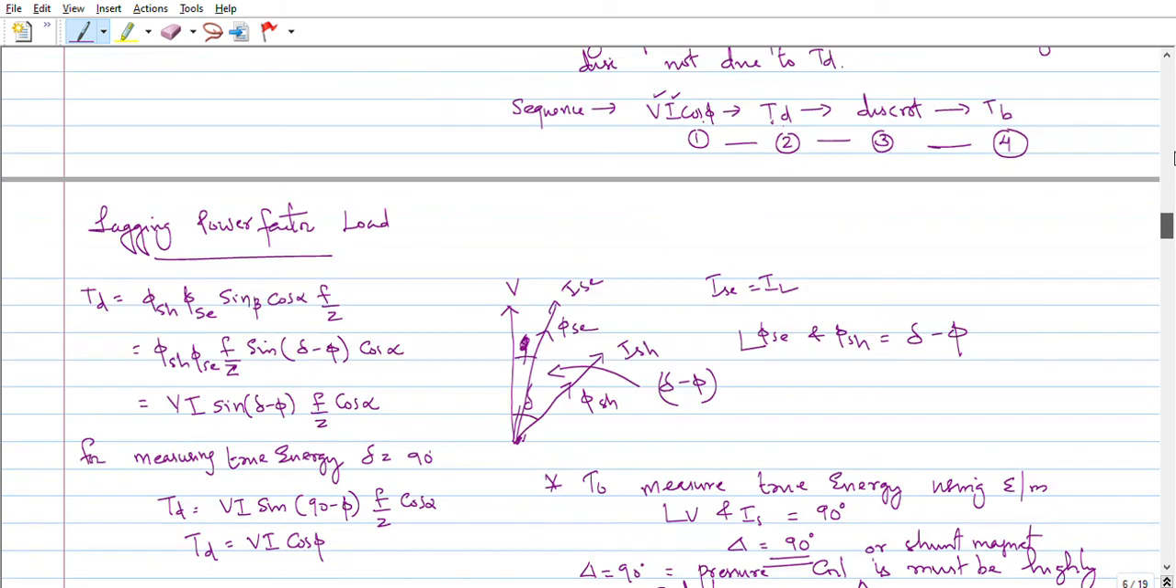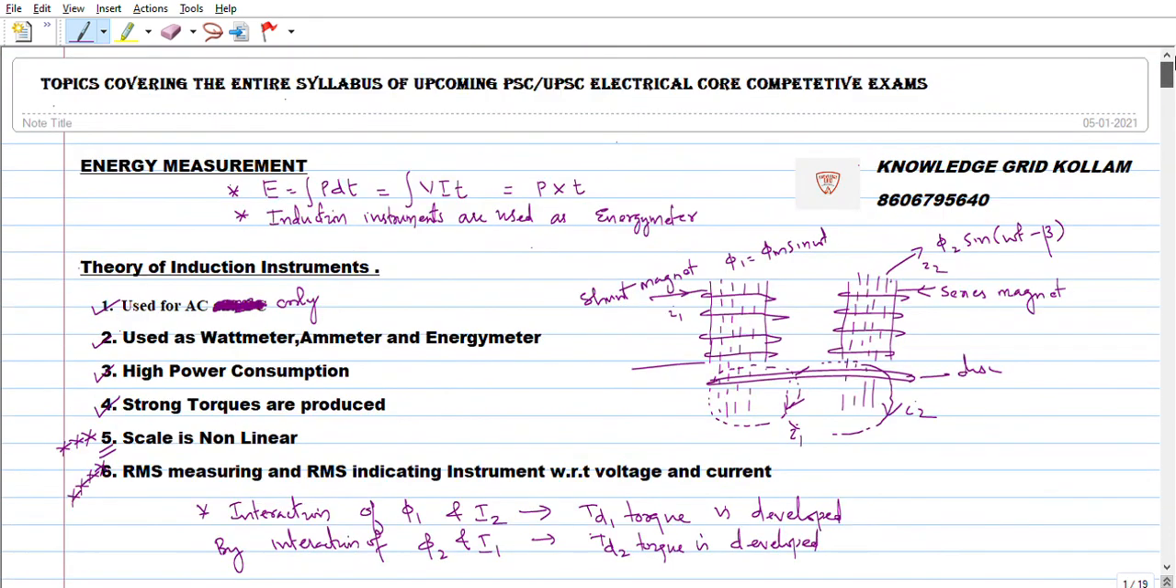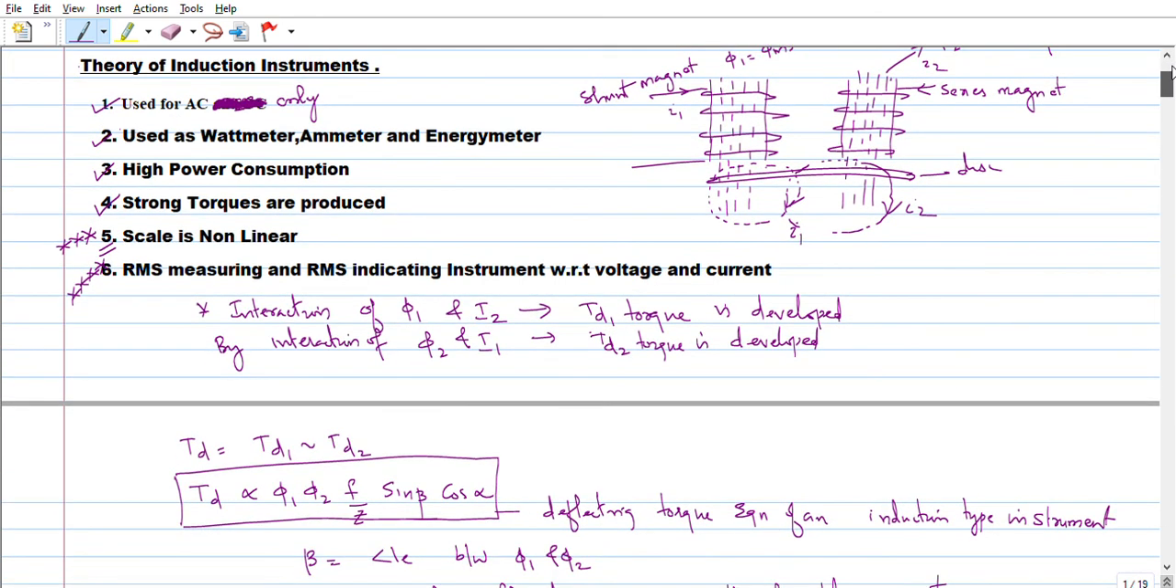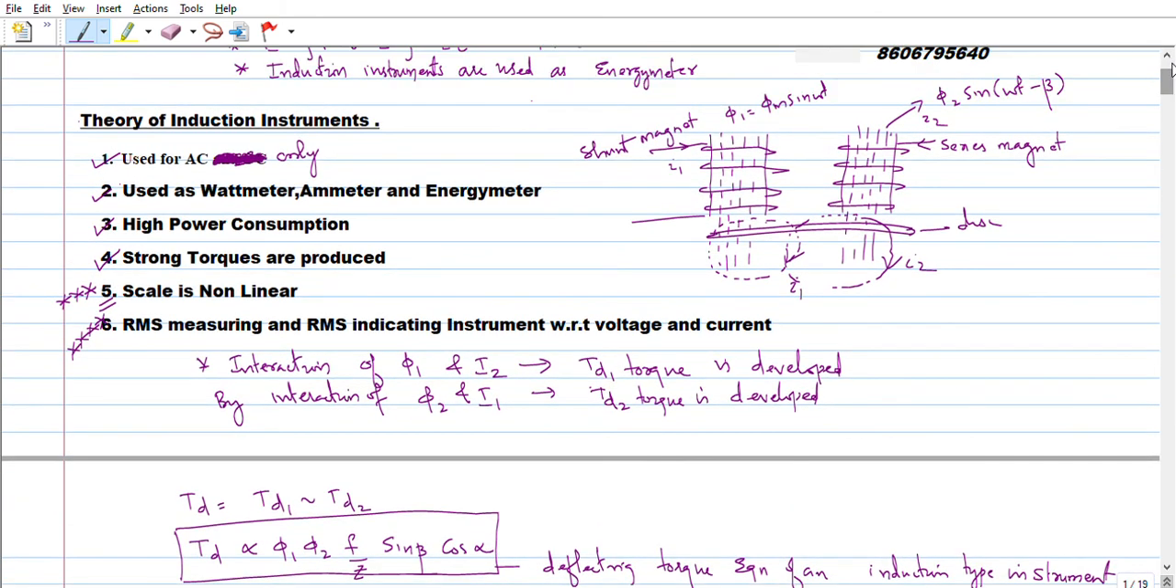Let us summarize once again. We looked at what is meant by energy, and the theory of induction type instruments. Then we looked at how torque is developed in an induction type instrument, by the interaction of flux phi1 and I2 developing torque TD1, and phi2 and I1 developing torque TD2.